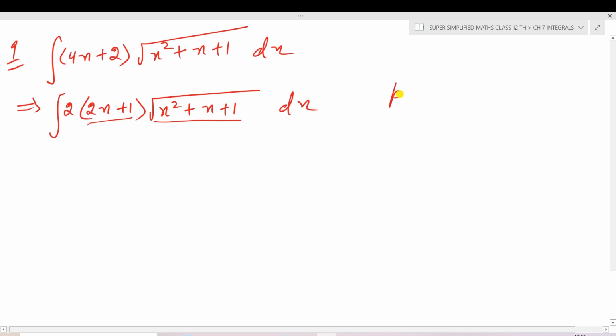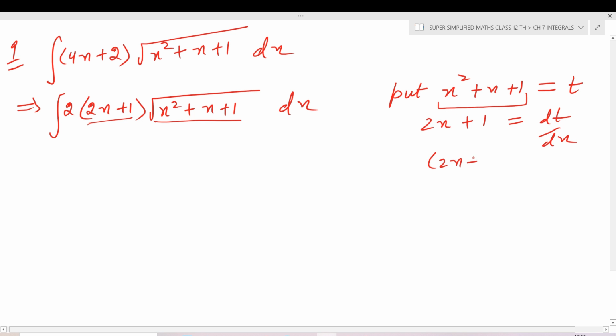So therefore you will put this term whose derivative is also present in the integral as t. You will substitute only that term whose derivative is also present. Otherwise you cannot use this method. And therefore now I can differentiate both sides with respect to x. 2x plus 1 is equal to dt by dx, and hence I get (2x plus 1) dx is equal to dt.